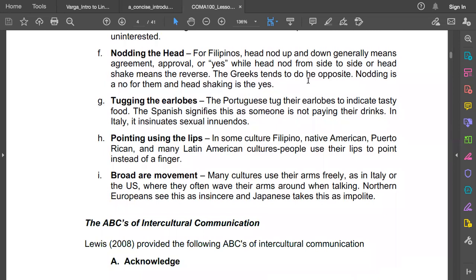Nodding the head. For Filipinos, nodding the head is agreeing. Shaking the head sideways is no. For Greeks, it's the opposite. When you nod, it's no. If you shake your head, it's yes. Okay. Tugging the earlobes.